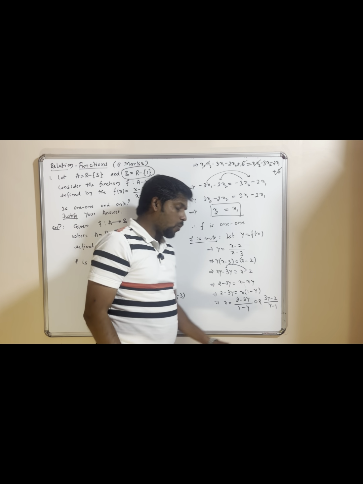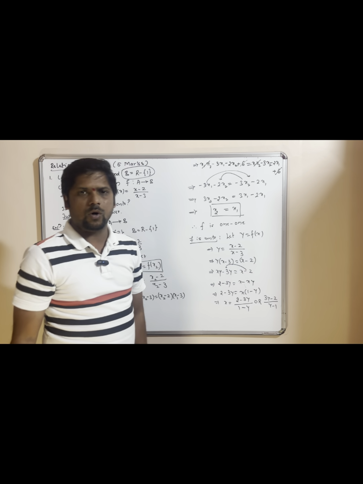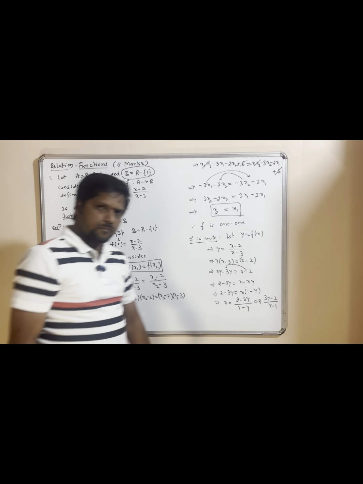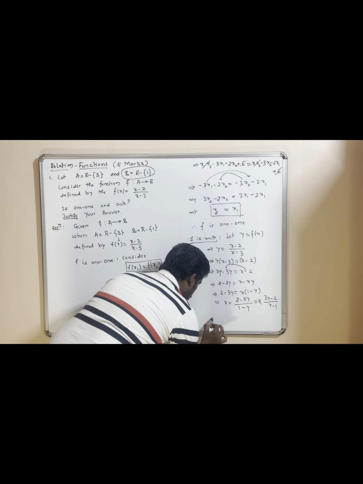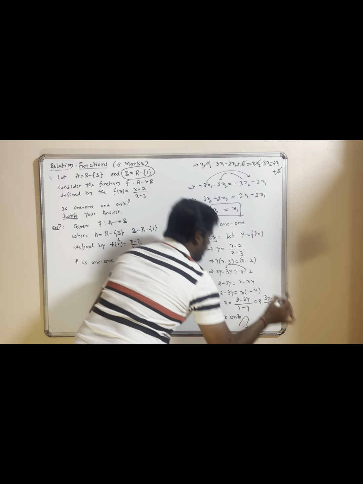But here the given set is R minus the singleton {1}. Why? Because the denominator part, whenever y is equal to 1, it is going to be undefined, right? So therefore, our answer is true. So therefore, f is onto, which is the required solution.